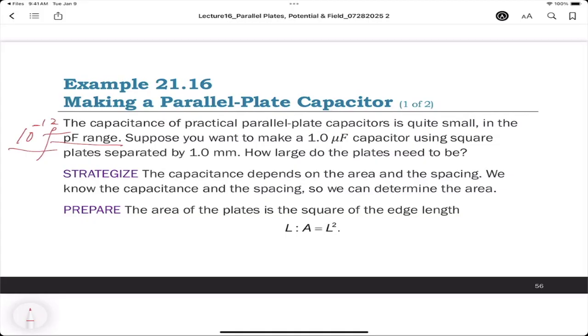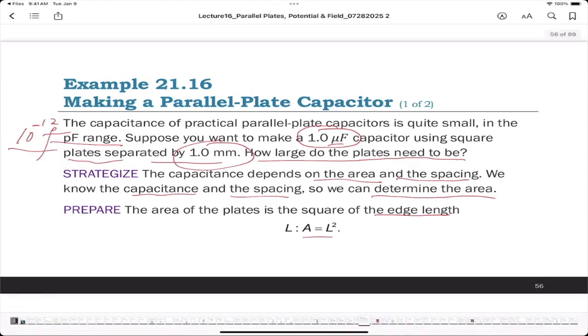It's very, very small. Suppose you want to make a 1 microfarad capacitor using square plates separated by 1 millimeter. How large do the plates need to be? We know the capacitance depends on the area and the spacing. We know the capacitance and the spacing for now, so we can determine the area. The area of the plates is the square of the edge length, and we know that for a square.